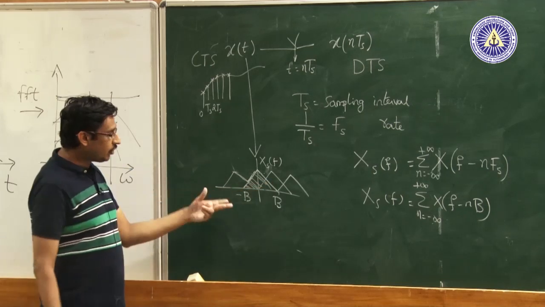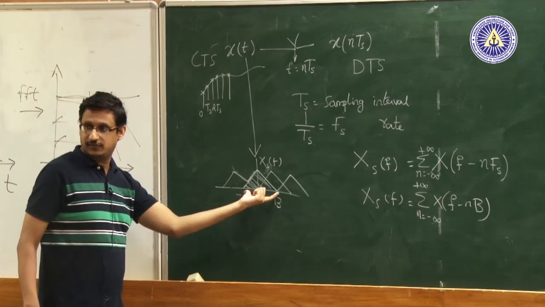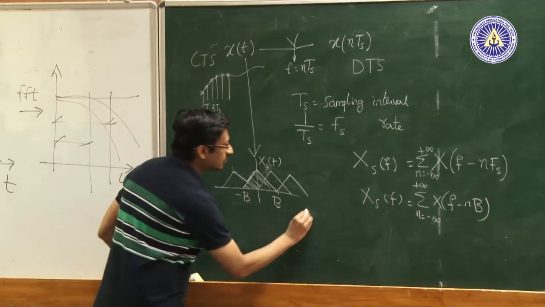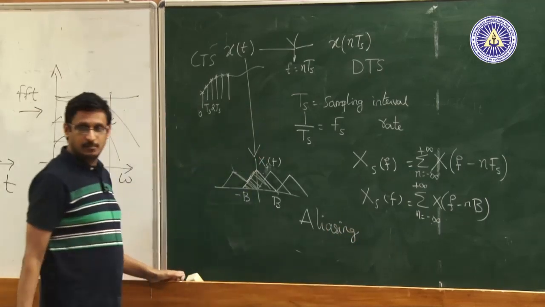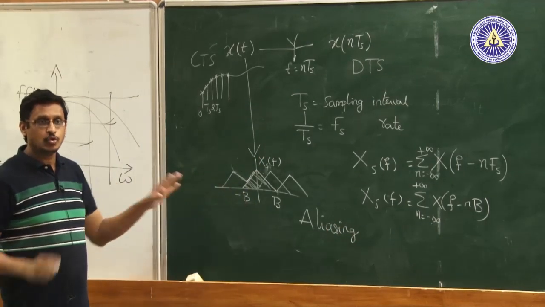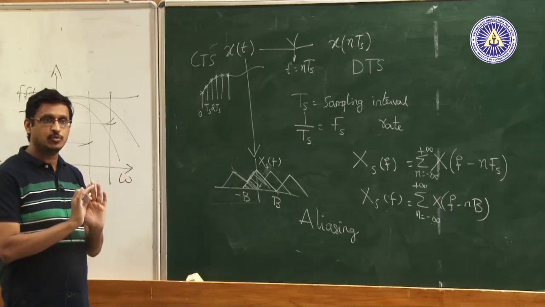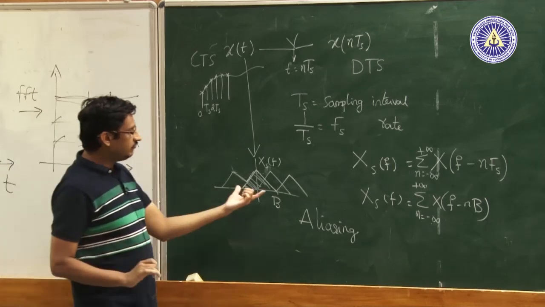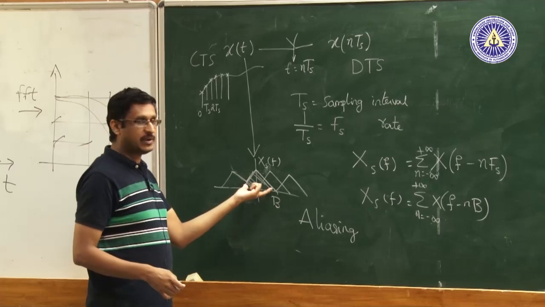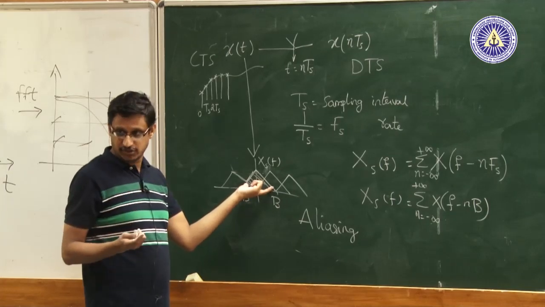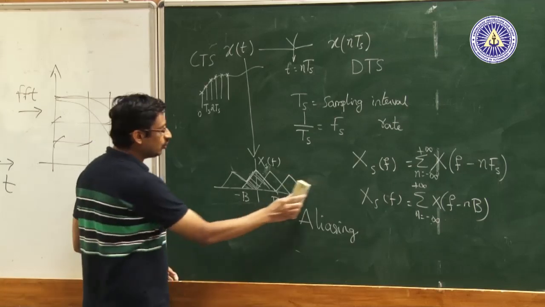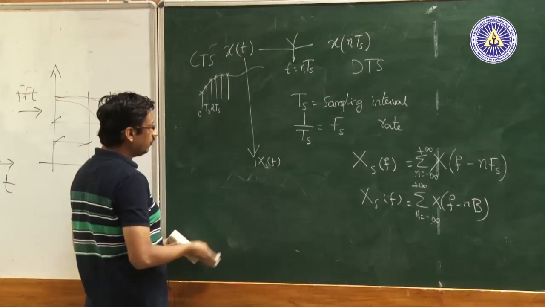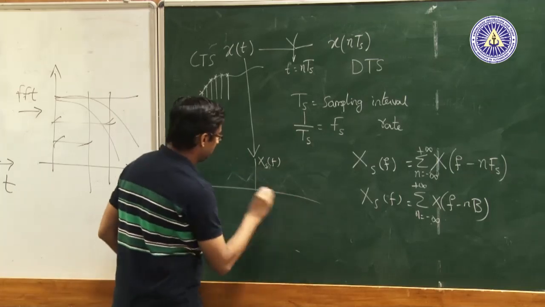And this phenomenon in which the original bandwidth is getting distorted is called aliasing. I will tell you what aliasing is in a moment, but this is a general principle. You do not want that to happen. You do not want the spectrum to be aliased, because when it happens, your original spectrum is distorted and you have lost information. So, taking Fs equal to B is no good. What would be the minimum value that I can take?